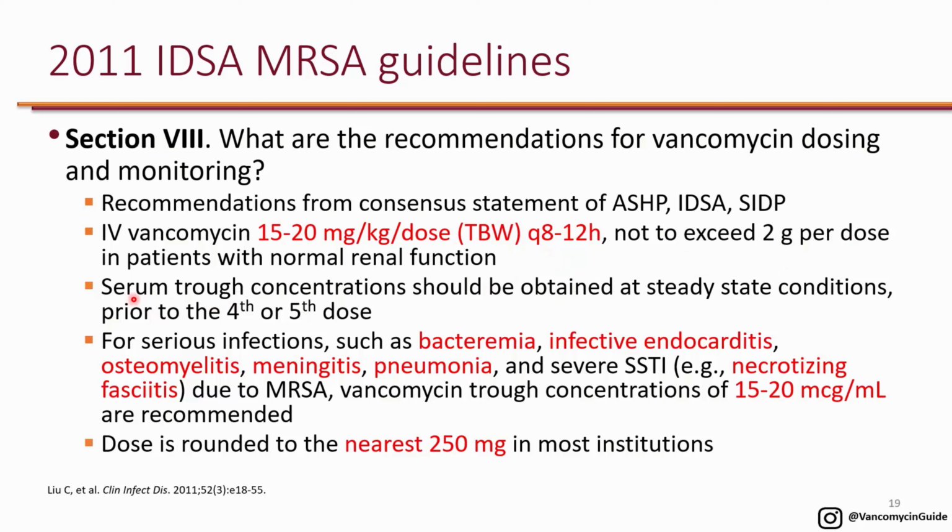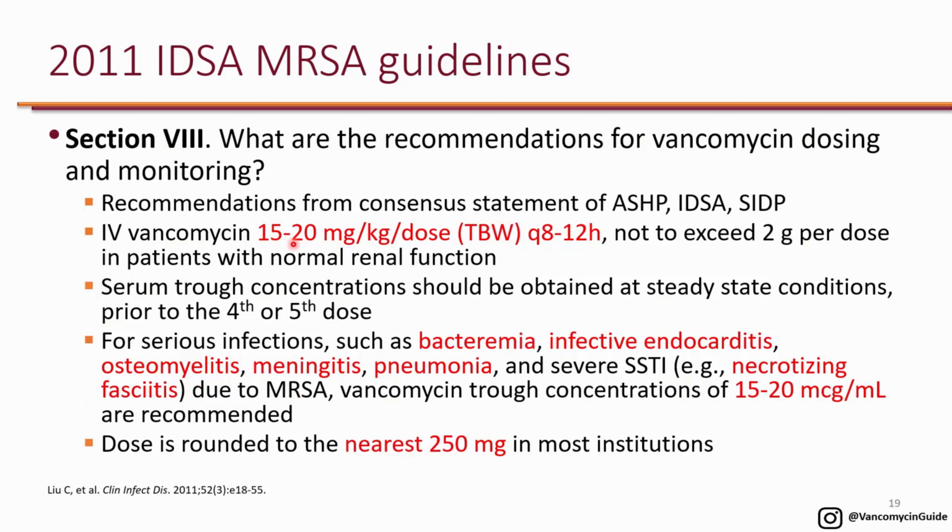And then they recommend to get the trough prior to the 4th or the 5th dose. And then once you get that level, prior to the 4th or the 5th dose, they recommend a target trough of 15 to 20. So the higher end of the trough, 15 to 20, is for serious infections such as bacteremia, endocarditis, osteomyelitis, meningitis, pneumonia, and severe skin and soft tissue infections such as necrotizing fasciitis. And of course, any of these as long as they are due to MRSA.